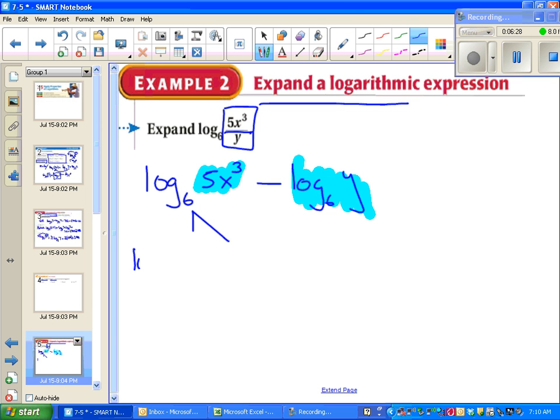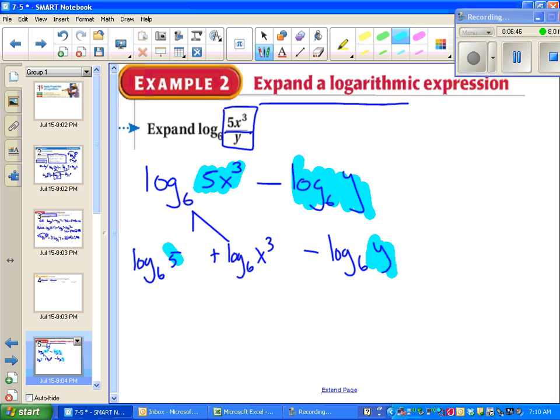At this point, two of the pieces look like they're not going to go any further. 5 by itself can't do much, y by itself can't do much. But x to the third, that has an exponent. We get to use our power property now to drop that down. It becomes 3 log base 6 of x. My first term does not change. My last term does not change.